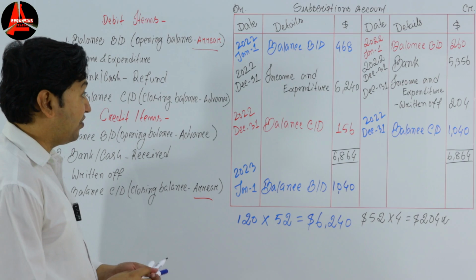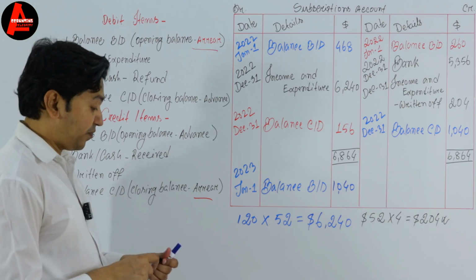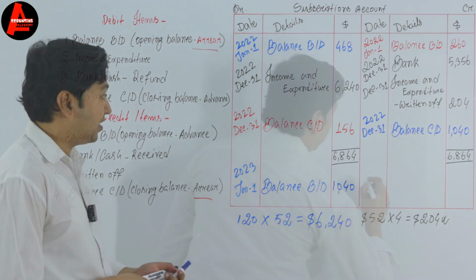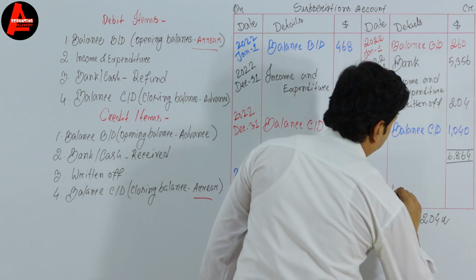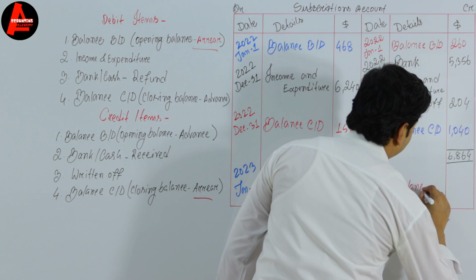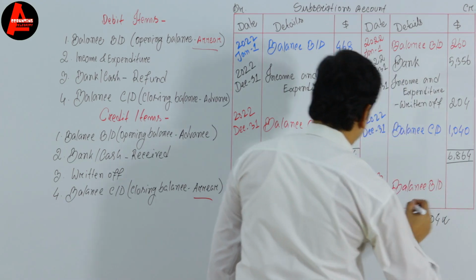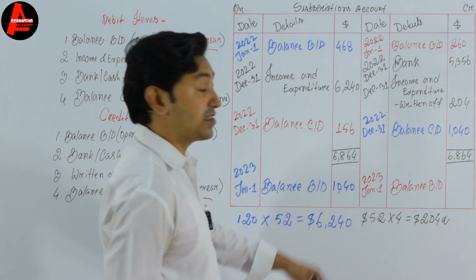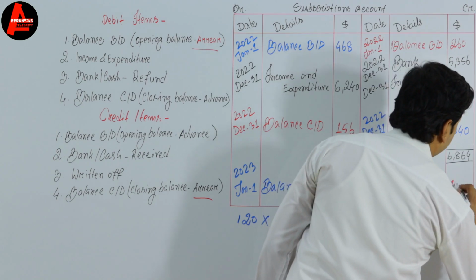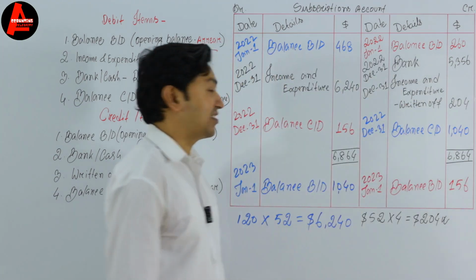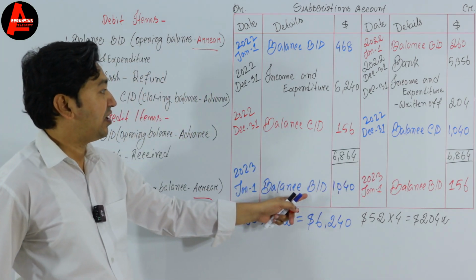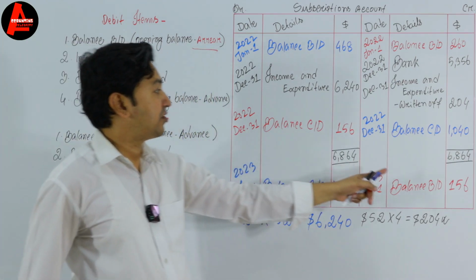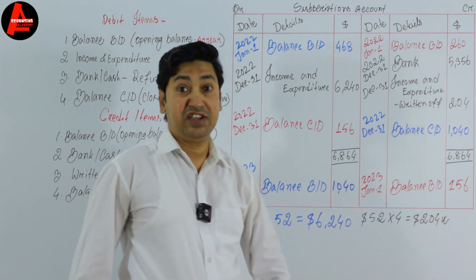So now here we have balance c/d on the debit side. On 2023 January 1st, we will write here balance b/d, brought down. Here it is 156, so we will write here also 156. This balance c/d comes here below the total, and this balance c/d comes on the credit side below the total.